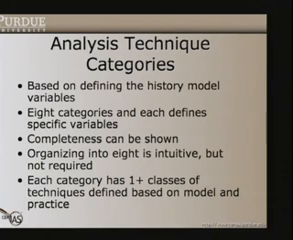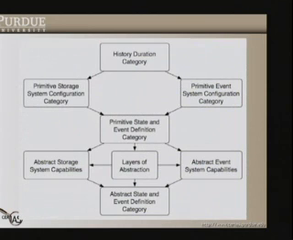the future, which is why there's no completeness proof for these, because new techniques could be developed in the future to define these various variables. So here's an overview of how the 8 are organized that we'll go into in a second.